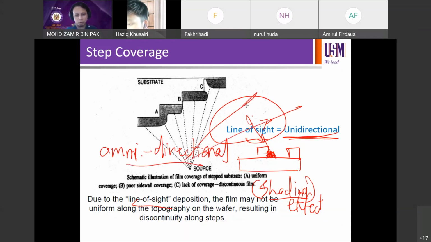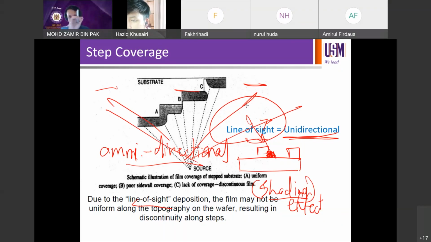Maknanya dia bukan lah, dia punya code tu di-cover, but then sample kat sini pun uniform, sini pun uniform, sini pun uniform. So that's called omnidirectional. So if you compare sputtering dengan evaporation, sputtering is more omnidirectional. If you compare CVD dengan sputtering, CVD is more omnidirectional.